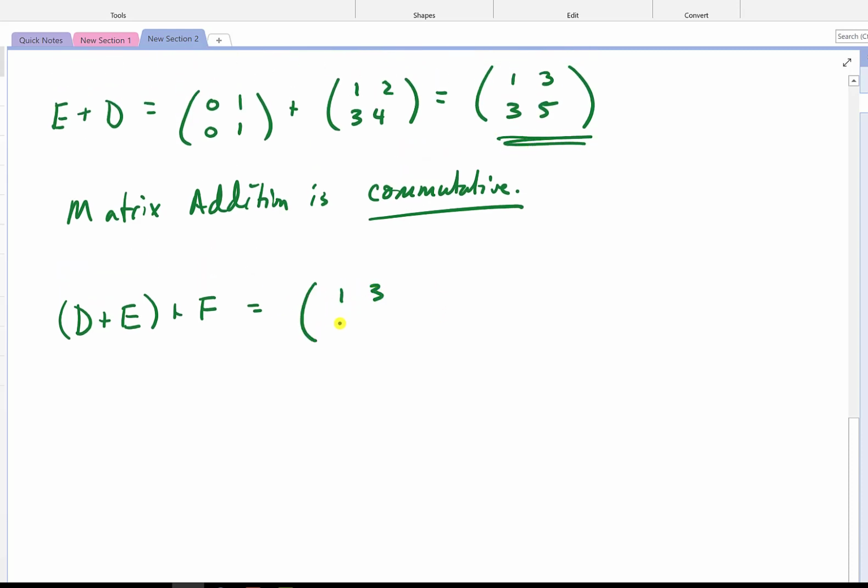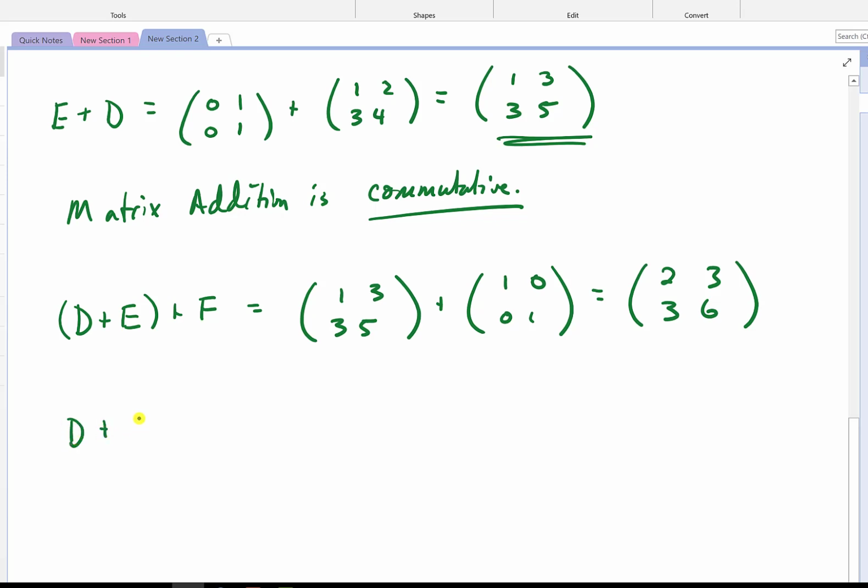So that would be 1, 3, 3, 5. And we're going to add to that matrix F, which was that identity matrix. And when we add those together, we get 2, 3, 3, 6. Okay? What I'd now like to do is let's take matrix D and let's add that to the sum of matrix E and matrix F.